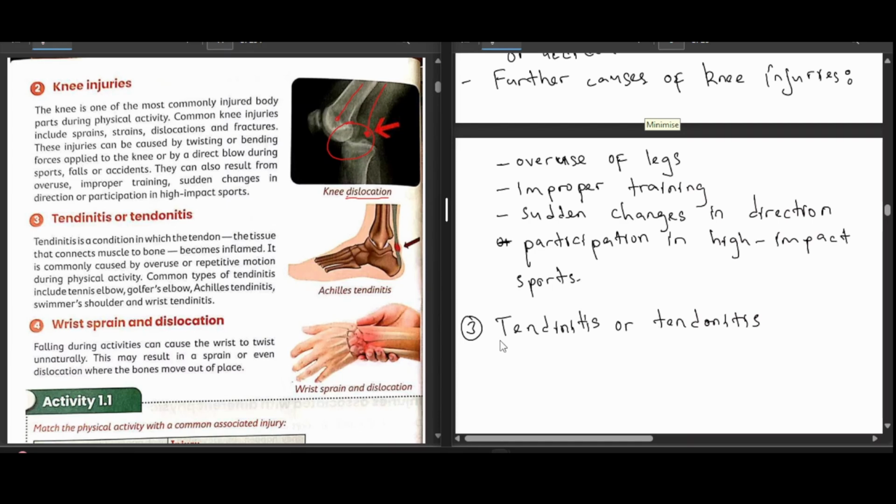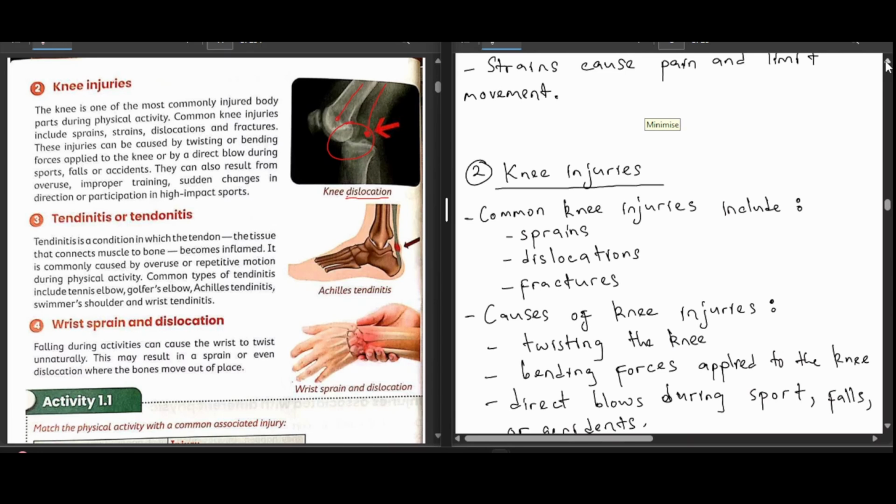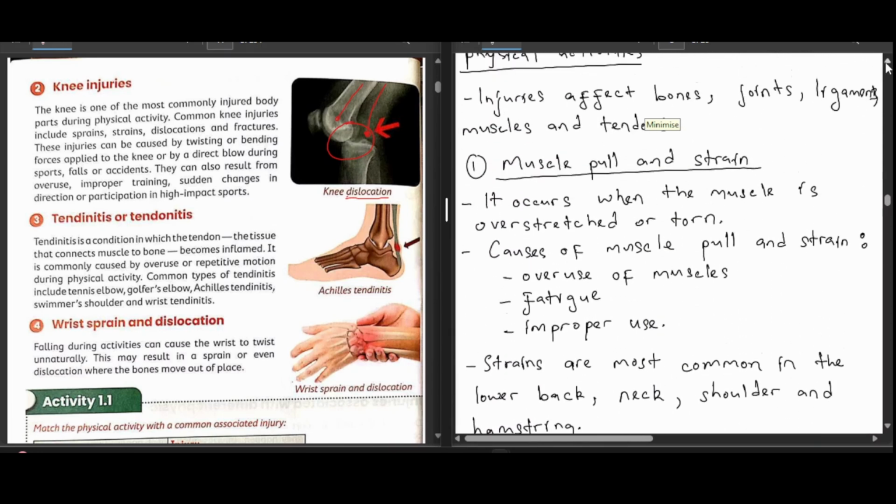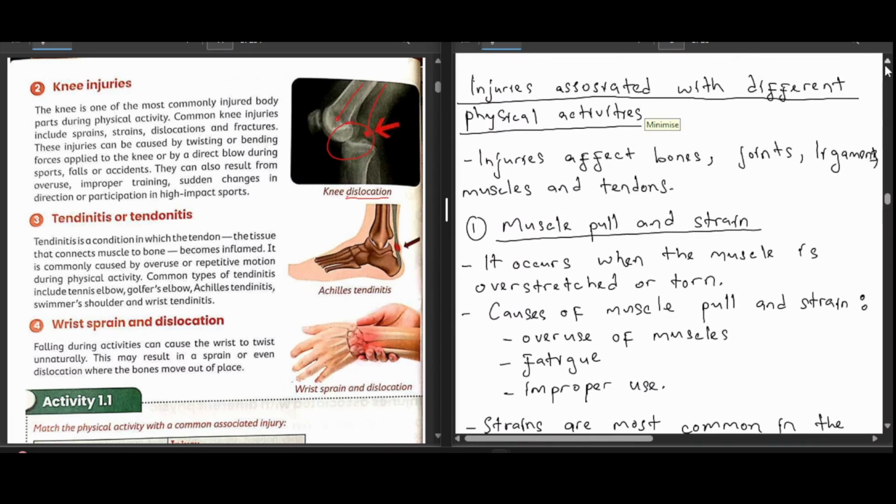So you can call it tendinitis or tendonitis. Before we get into it, I want to take you back to what we discussed earlier in this lesson. We said injuries affect bones, joints, ligaments, muscles and tendons. So with tendinitis or tendonitis, we are now looking at the injury to tendons.